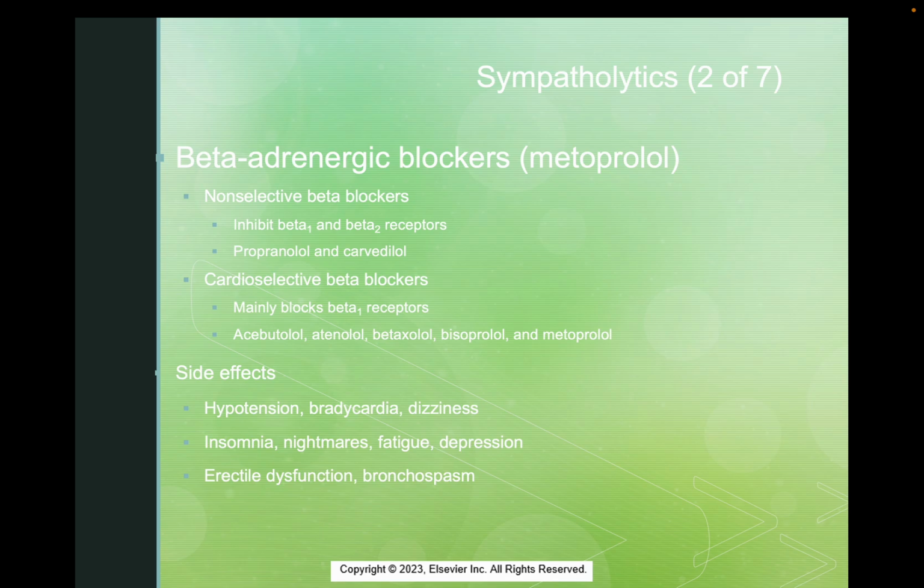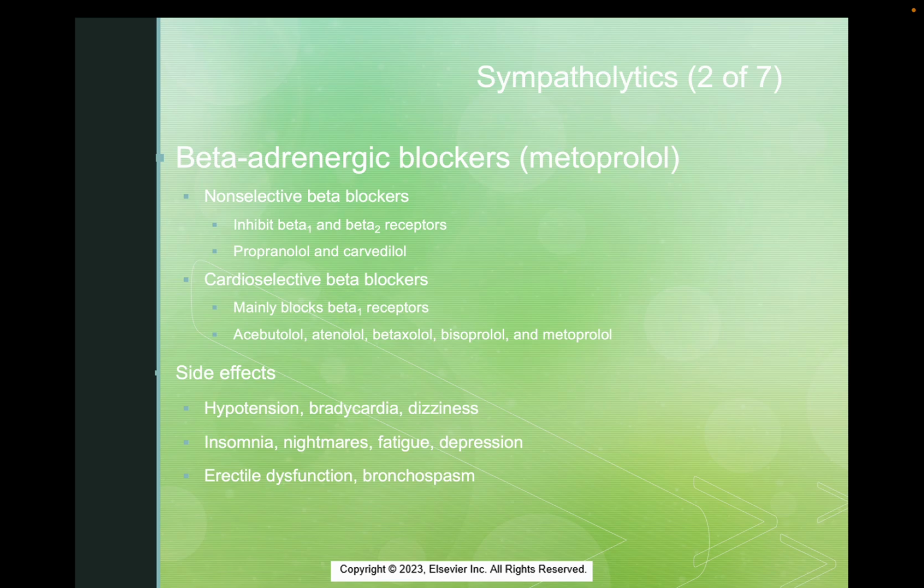And then there is another class that is cardioselective, which is beta 1, which works specifically on that heart receptor, that beta 1 receptor. So those are cardioselective: acebutolol, atenolol, betaxolol, metoprolol. All of those work on your beta 1 receptor.